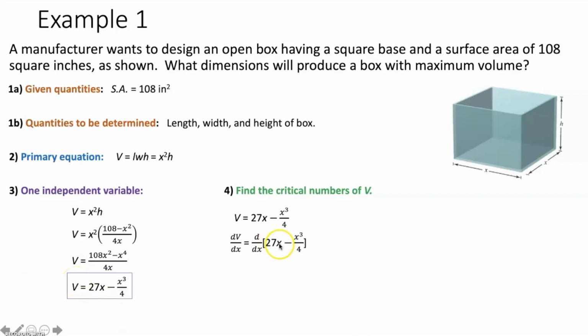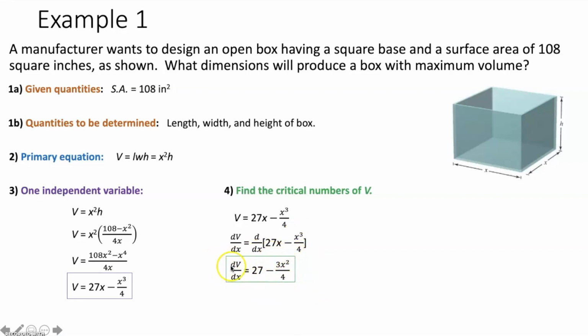Now when we take the derivative here, we take the derivative of 27x. The 27 just stays out front, and then you take the derivative of x, that just becomes 1. So 1 times 27 is just 27. Over here, the derivative of negative x cubed over 4. We can take the negative 1/4 and move it out front of the derivative sign, and then just take the derivative of x cubed using the power rule, so it becomes 3x to the second power. Then the 3 multiplies to the negative 1/4, and you get something that looks like this.